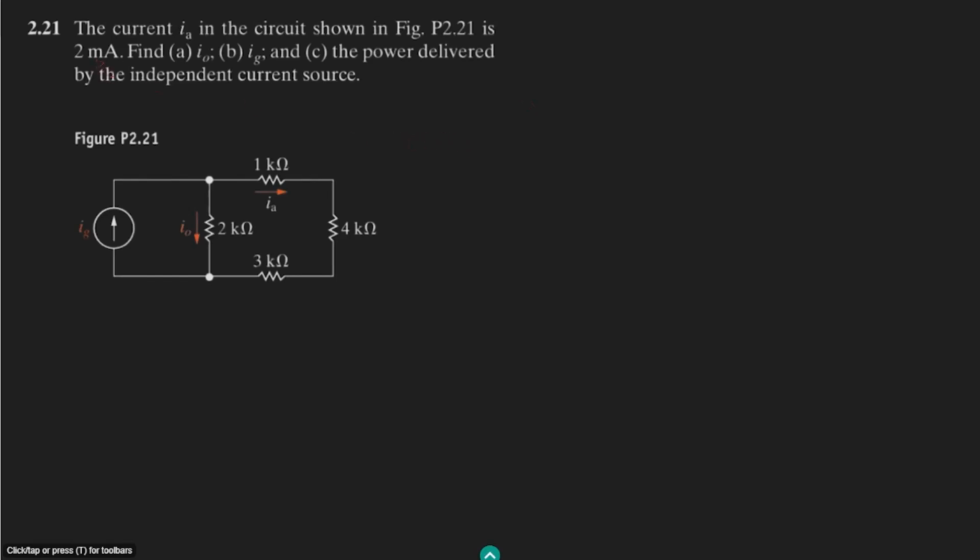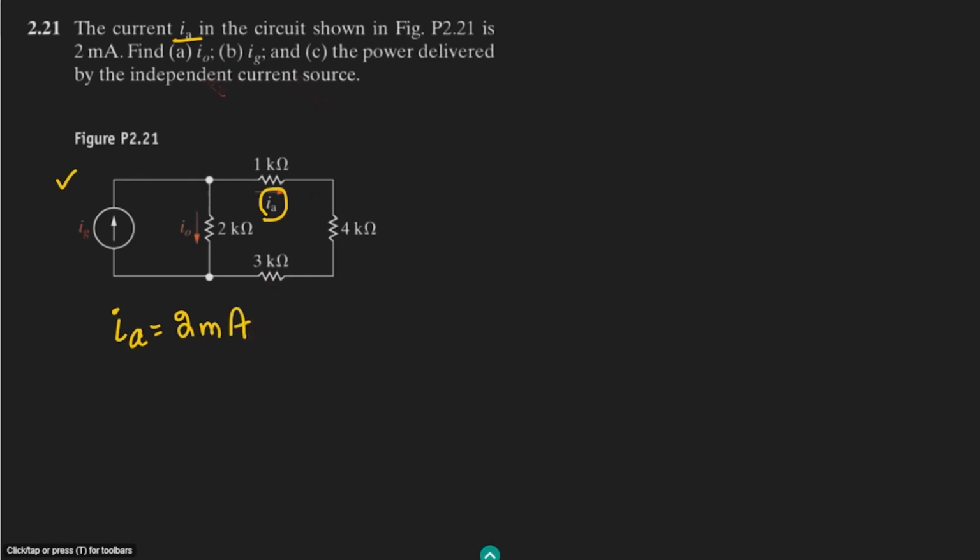Welcome back, guys. So this is question 2.21 of our book Electric Circuits by Nilsson, and the statement of this question is: the current IA in the circuit shown in figure P2.21 is 2 milliamps. This is the IA and the value of IA is 2 milliamps.